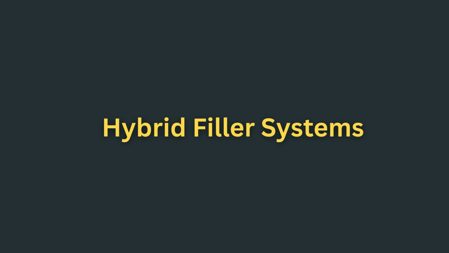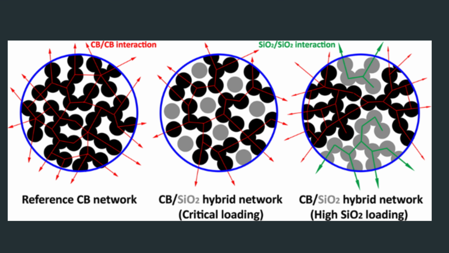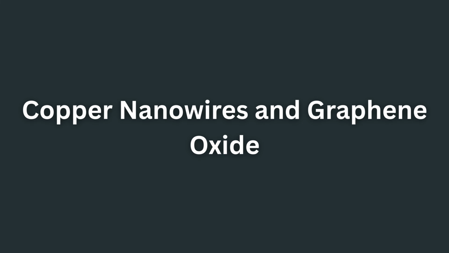Hybrid filler systems. To further improve thermal conductivity, adhesives may incorporate multiple fillers with different sizes, shapes, or compositions. These hybrid filler systems offer several advantages: improved packing density of particles, formation of more efficient conductive networks, reduced material cost, and synergistic enhancement of thermal properties.